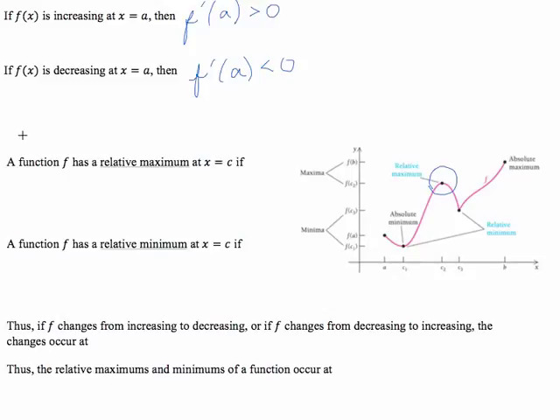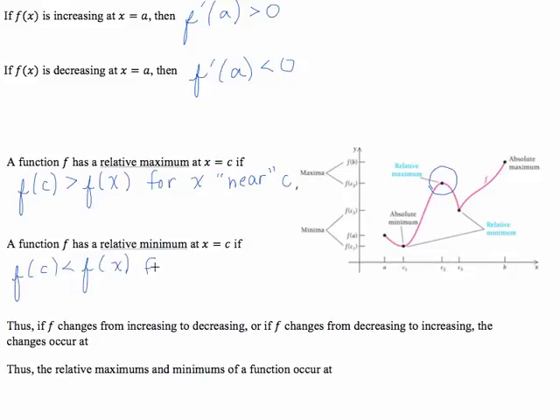We'll say a function f has a relative maximum at x equals c if f of c is greater than f of x for x near c. And a function f has a relative minimum at x equals c if f of c is less than f of x for x near c. So right here, this is a relative minimum. We can draw a circle around it, and within that circle, that's the lowest point right there. Also, this one is as well.